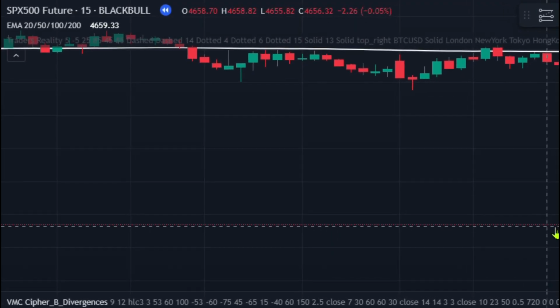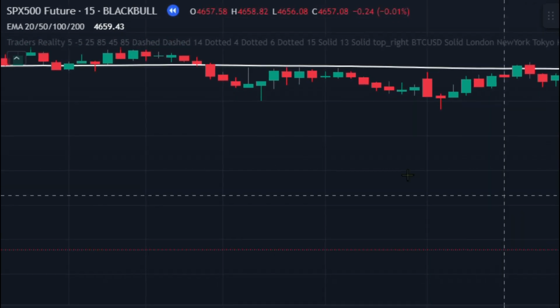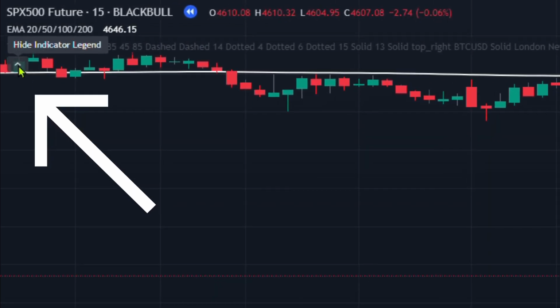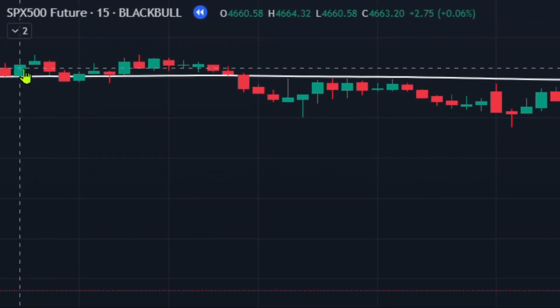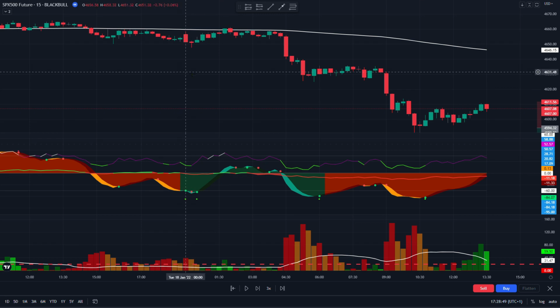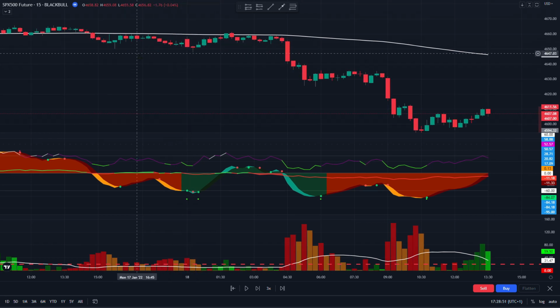Now there's another thing up here, a little adjustment. Can you see there's a little hide indicator legend? I'm going to hide that so it is a bit cleaner on the chart so we can see what's going on.